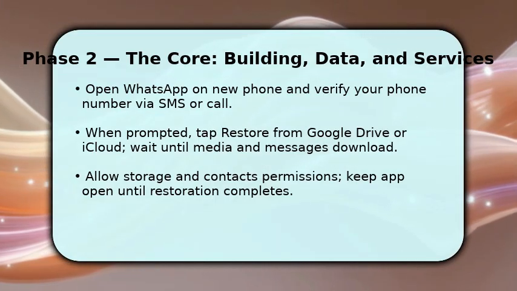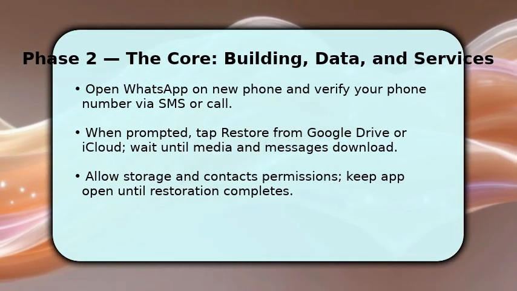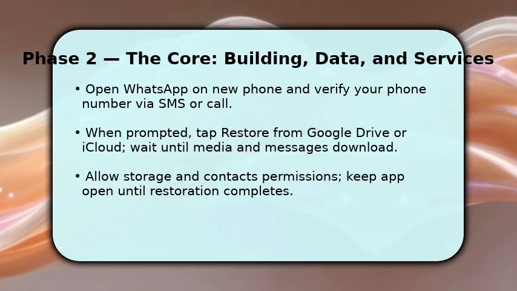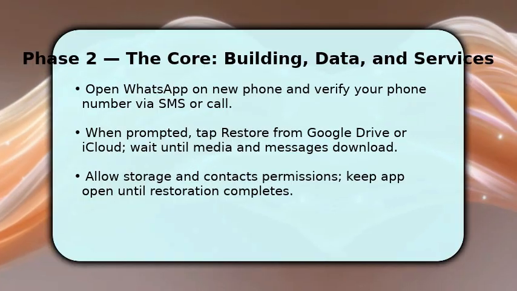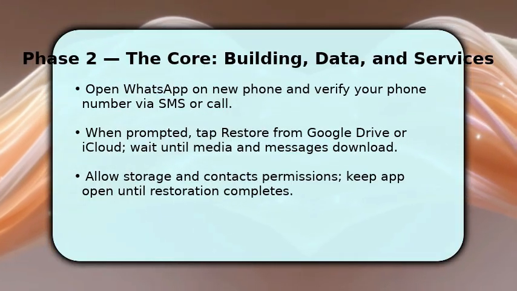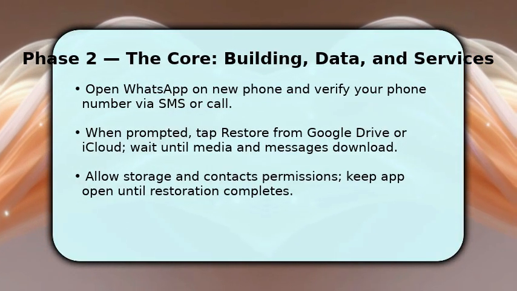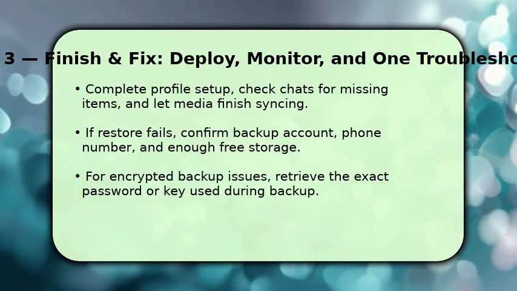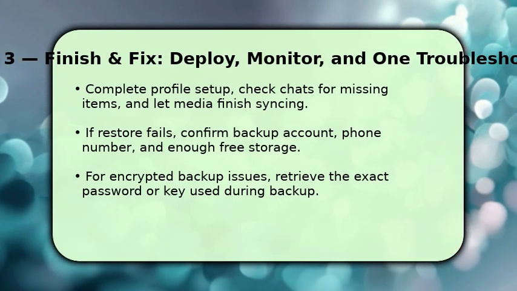Make sure you grant storage, contacts, and microphone permissions. Without them, some content won't restore properly. If your backup is encrypted, enter the encryption password or 64-digit key when requested. Once messages reappear, WhatsApp will continue fetching media in the background. Do not interrupt. To finish, complete your profile and scan through chats to confirm everything is present. Media may still sync for a while.